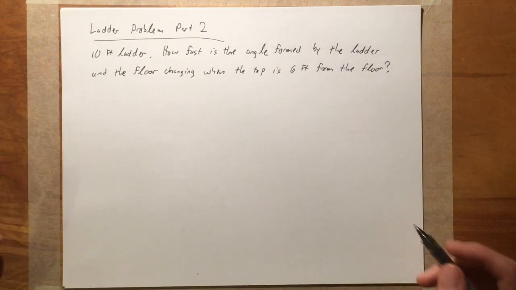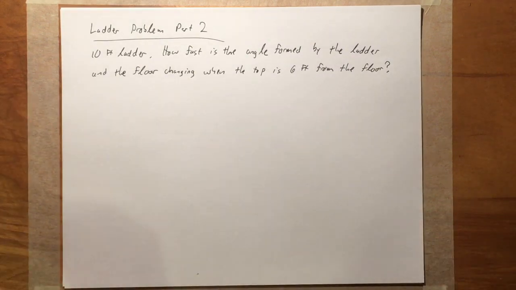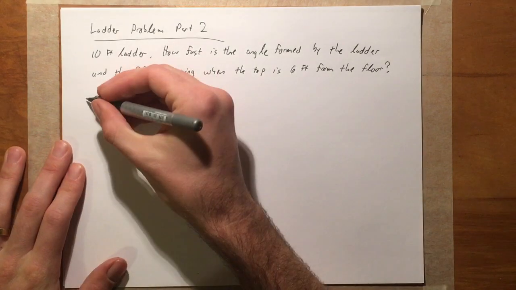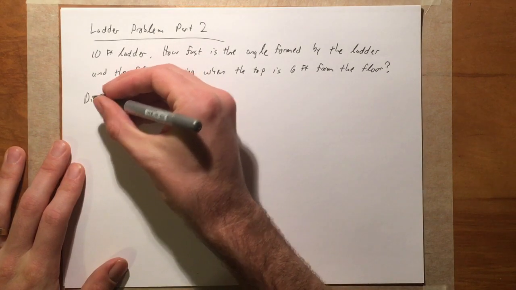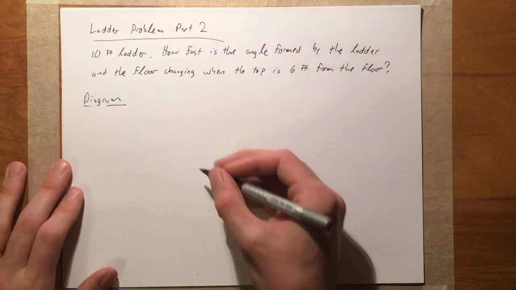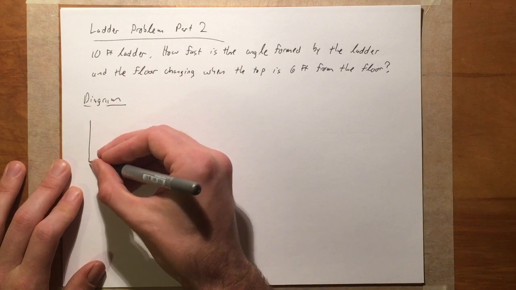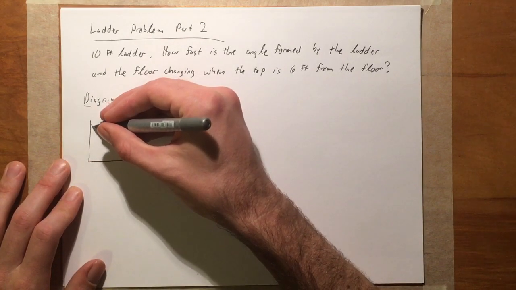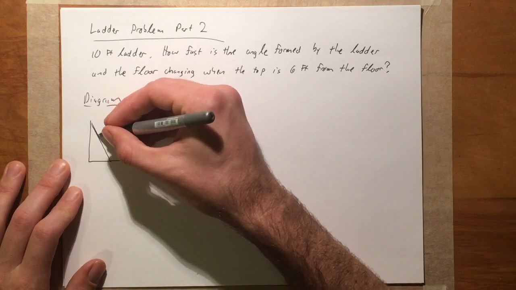So I'm actually going to solve this problem as if we haven't already solved the previous problem. So we're going to start from scratch here, again using dreads. First, we'll make a diagram. In my diagram, I'm going to draw almost the same picture. So here's the wall and the floor. Here's the ladder.